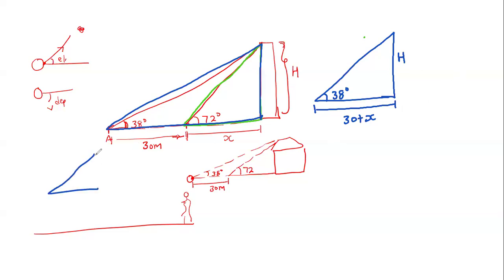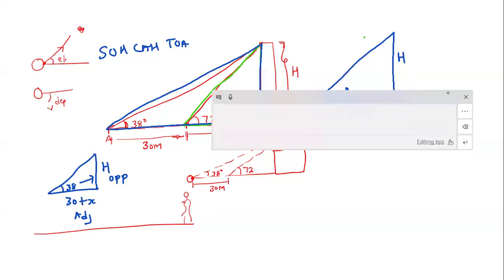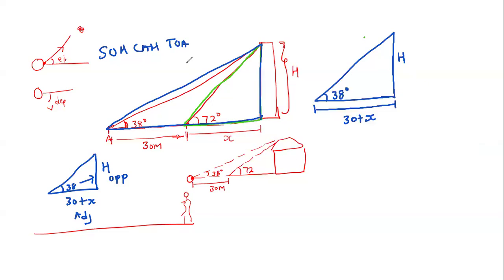Remember from your trigonometry, if this is h, this is 30 plus x, and this one is 38. This side where your angle faces is the opposite. Where your angle sits is adjacent. So when you go back to SOHCAHTOA, which one are you going to use? Which has adjacent and has opposite? Which one are we going to use? Tan. Very good. So it is the tan that has both.